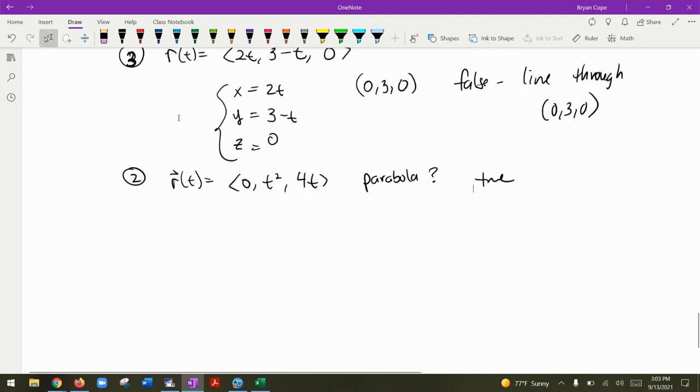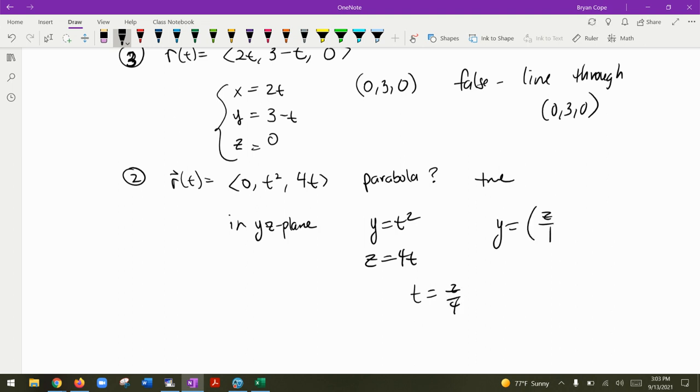This is in the YZ plane, right? Z is increasing linearly and Y is increasing. Like, check out if we wrote it like this. Y equals t squared, z equals 4t, and therefore t equals z over 4. So y equals z over 4 squared. That is the equation of a parabola, just not in the plane that we're used to, right? So that's true. Good job, Peter.